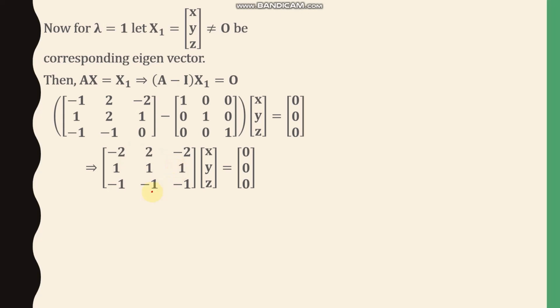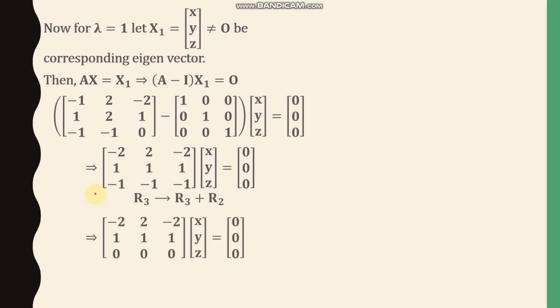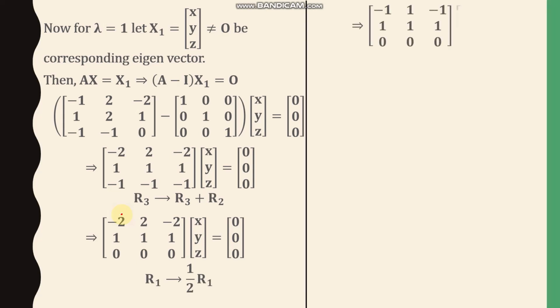If you can't see it clearly, you can reduce it to echelon form and then find its rank. Firstly, reduce the third row by applying the transformation R3 goes to R3 plus R2. Okay, apply this transformation first. Then you can divide the first row by 1 to make 1 everywhere, to make your calculation easier.